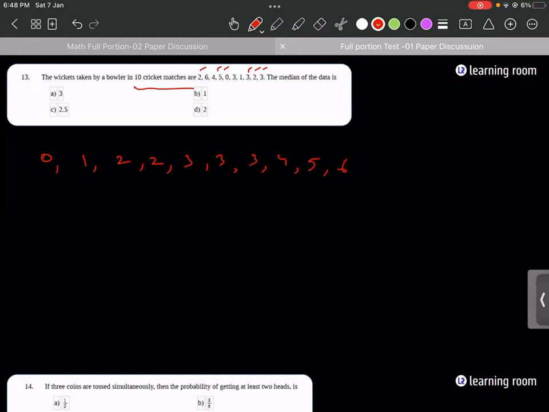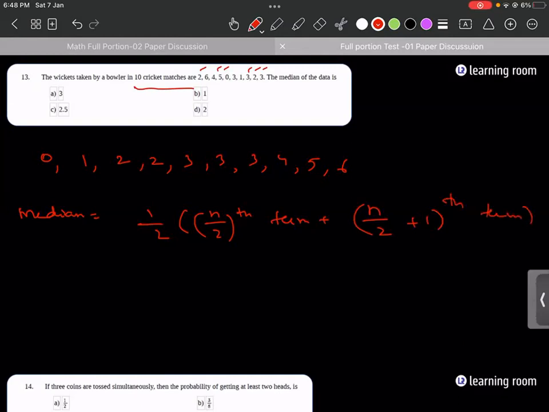Right. So what is going to be the median? Median will be half of n by 2th term plus n by 2 plus 1th term. So n by 2th term is 5th term. 1, 2, 3, 4, 5. So that is 3 plus 3 by 2. Answer will be 3. That's the median.